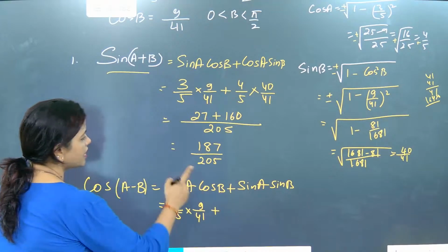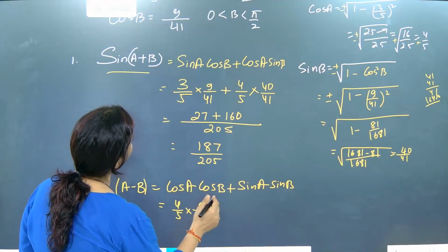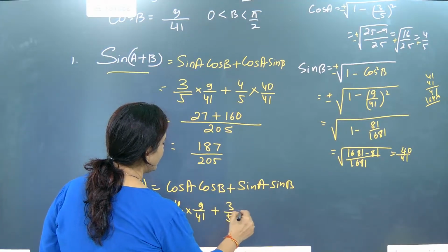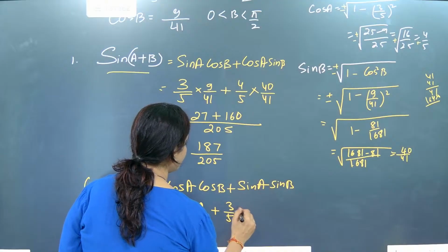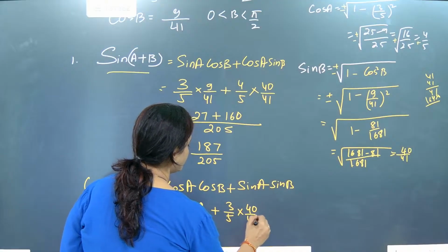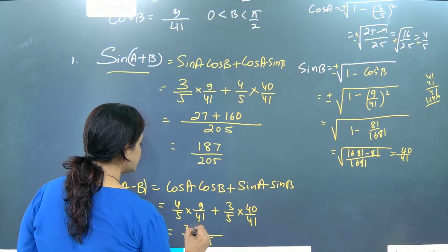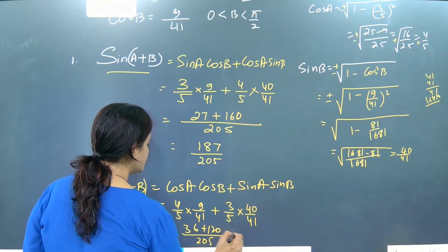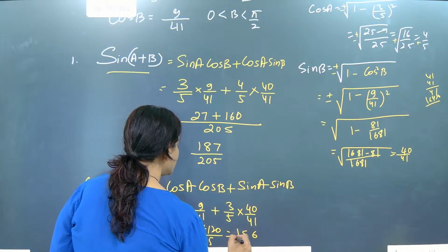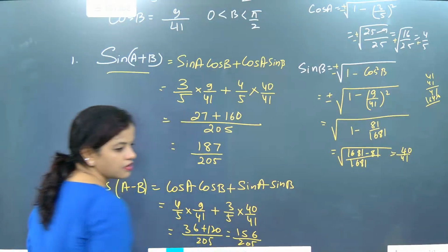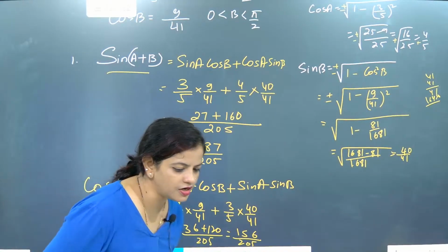Okay. And now sin a value is 3 by 5. And what is the value for sin b? 40 by 41. Same beta, 205 will be in denominator. And here it is coming as 36 plus 120. So it is coming as 156 by 205. 156 by 205. Siddharth, understood beta?